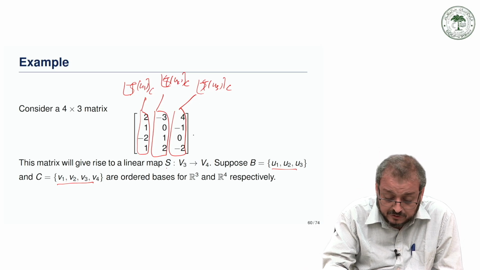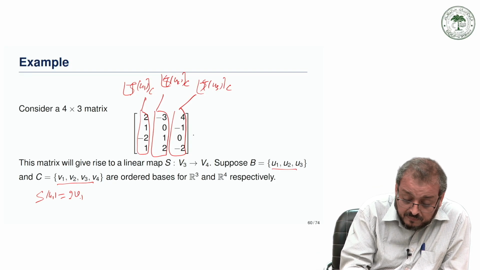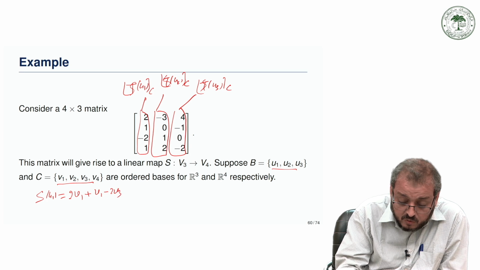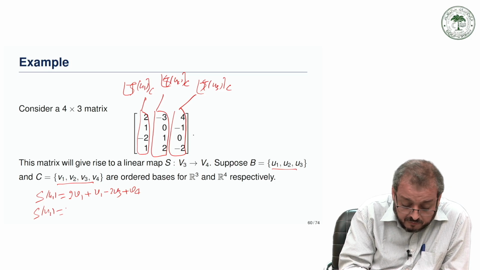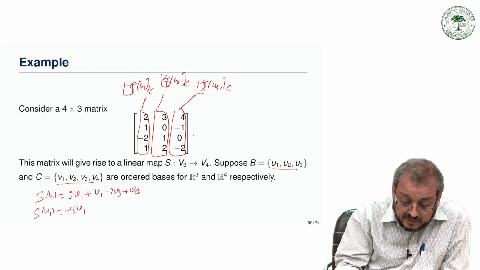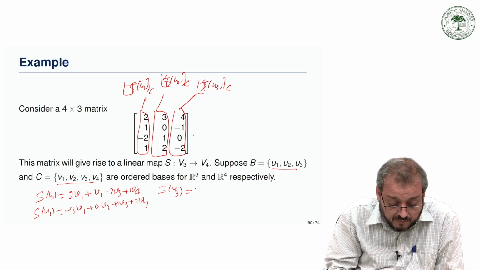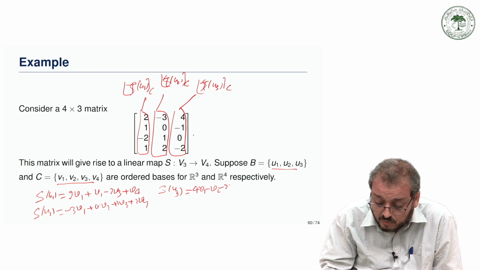Suppose we take S. We can write S(u1) as a linear combination of these vectors: 2v1 + v2 - 2v3 + v4. In a similar fashion, S(u2) is equal to -3v1 + 0v2 + 1v3 + 2v4. And the last one, S(u3), can be written as 4v1 - v2 + 0v3 - 2v4.